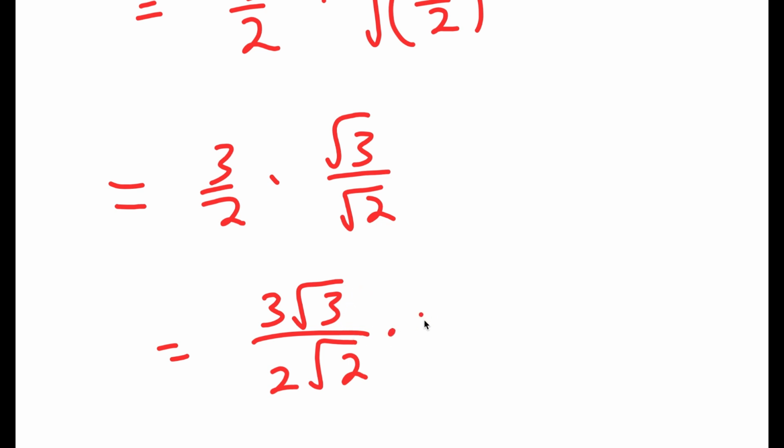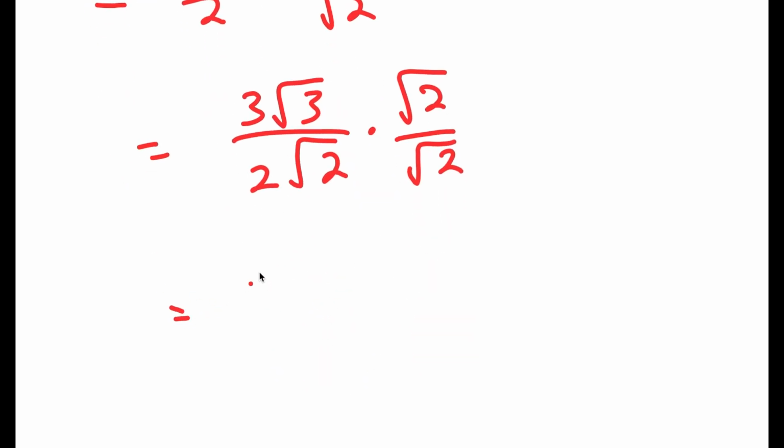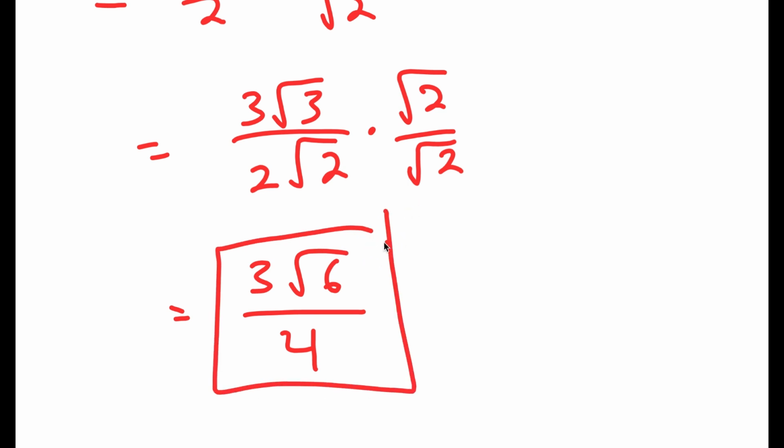So now I'm going to multiply this by the square root of 2 over square root of 2 just to get this radical from the denominator out. So now I get 3 times the square root of 6 over 4, because the square root of 2 times the square root of 2 is 2, and 2 times 2 is 4. So this is my final answer.